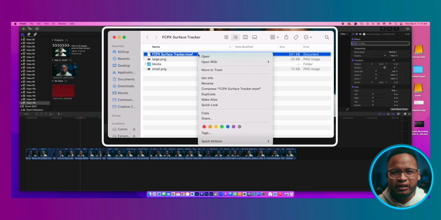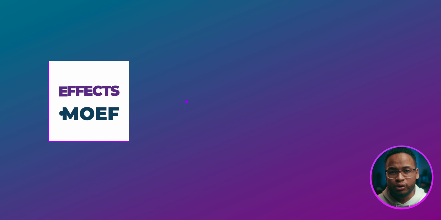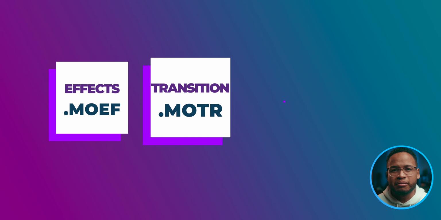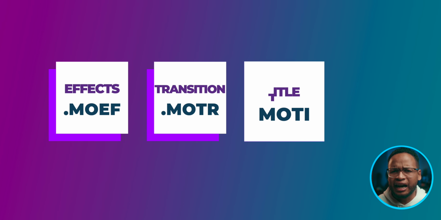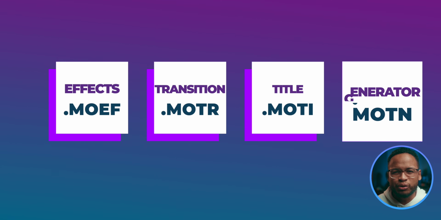Right-click on this file, and it's gonna depend on the plugin, but it's the file that has an extension .moef for effects, or .moti for transitions, if the plugin that is not working is a transition, .mot or moti for titles, and .motn or motn for generators.